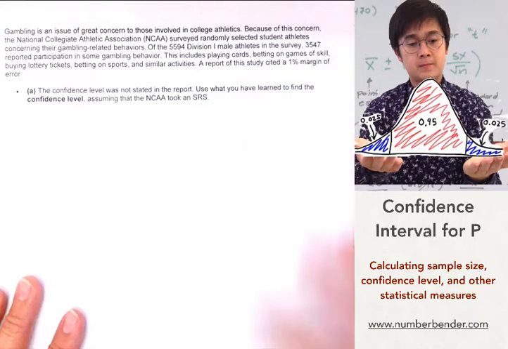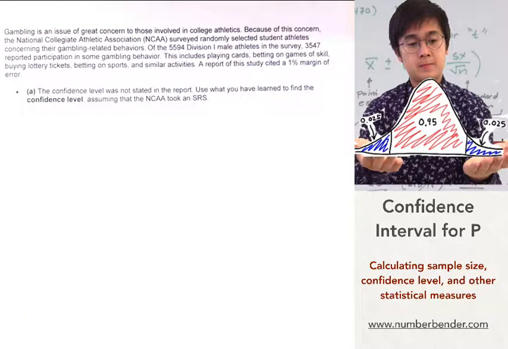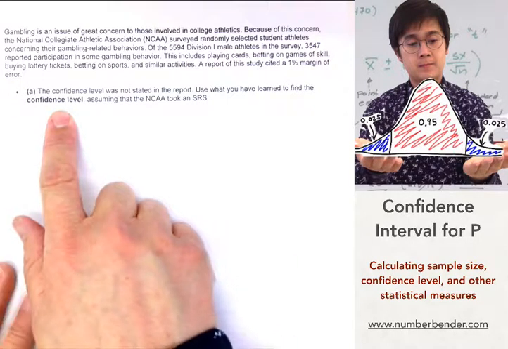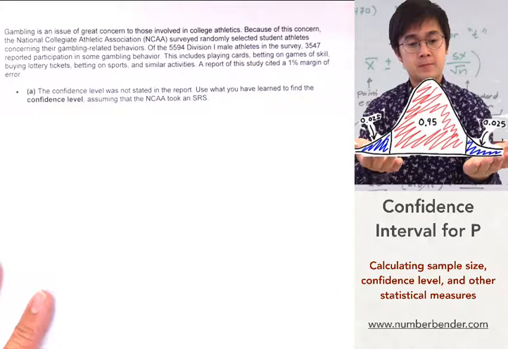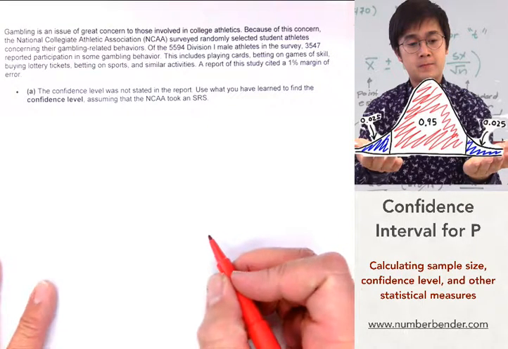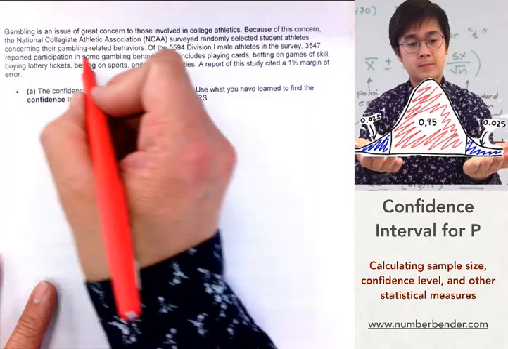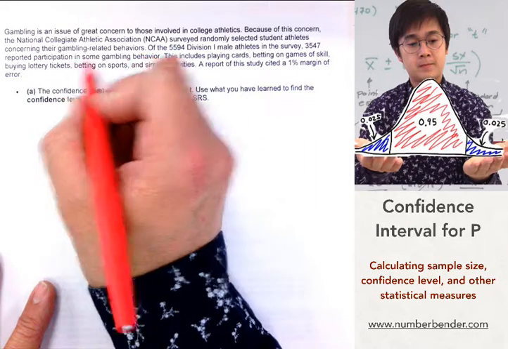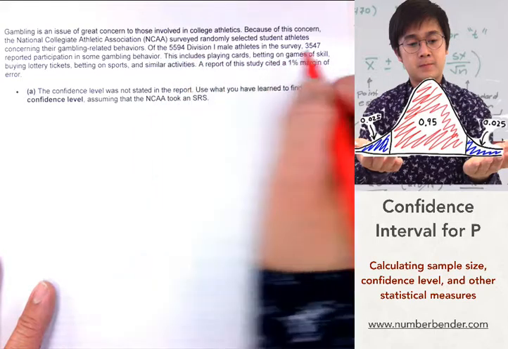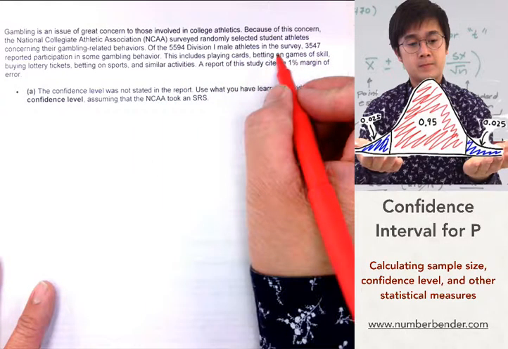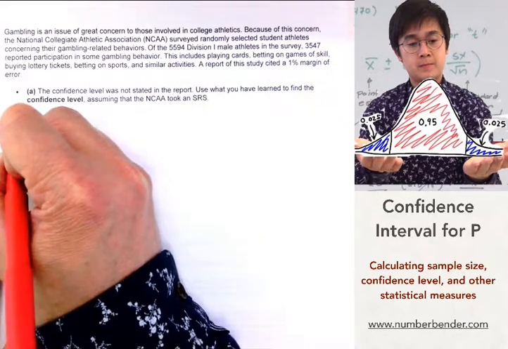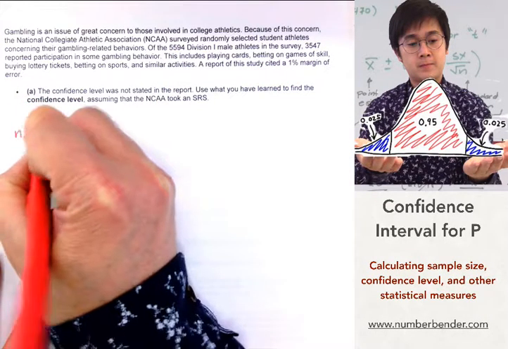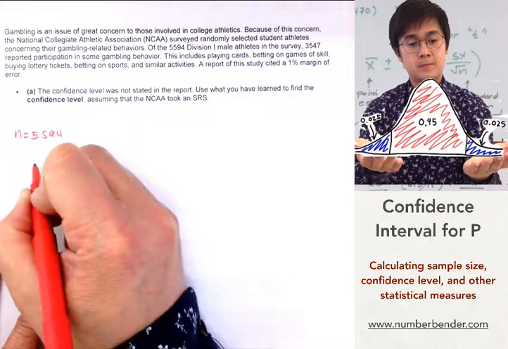We will get the confidence level given the information in our word problem. So, let's start identifying the given values. Here, in the word problem about gambling, we know that the male students in the survey number 5,000. So, that is our sample size. And 3,547 participated. So, that is our X.